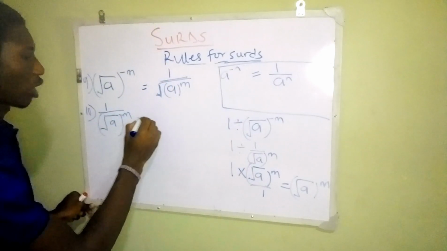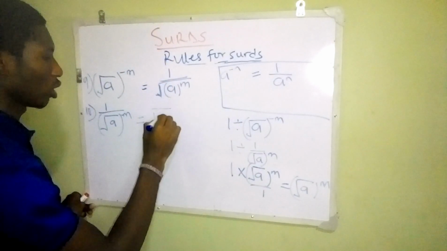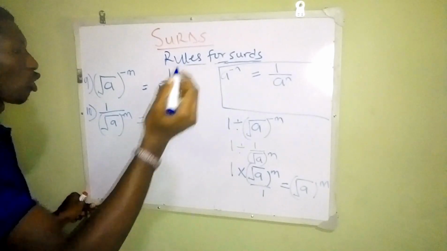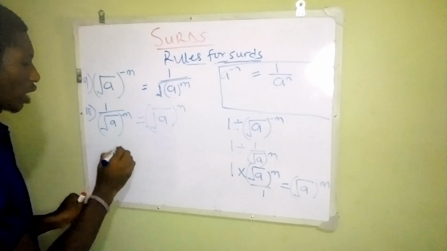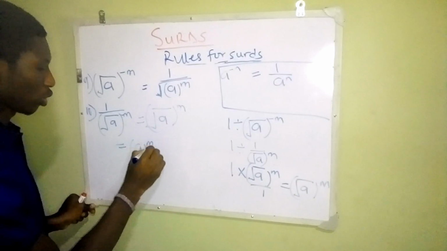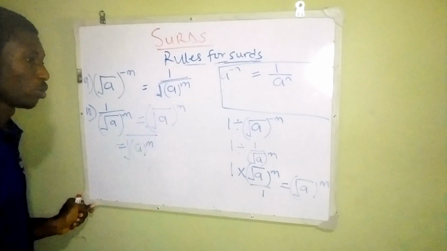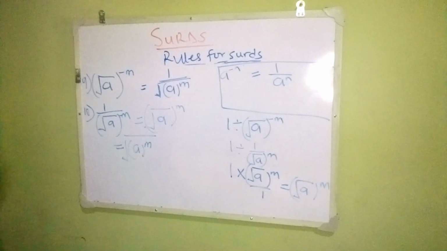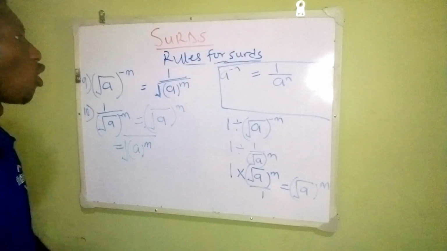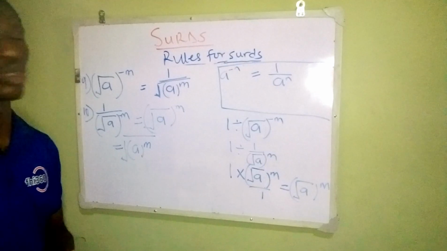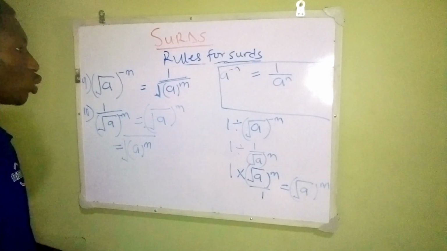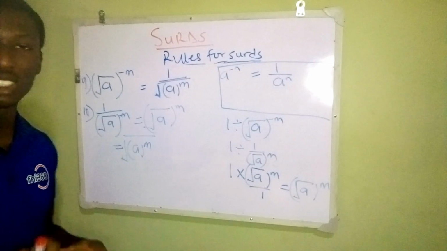So therefore, I can now write this as the square root of a to the power of m. And recall from the rule we just learned, we can write this as equal to a to the power of m, square root. And these are the rules for surds. With all these rules, you can solve any type of surd question or expression you are given. So understand these rules, practice these rules.